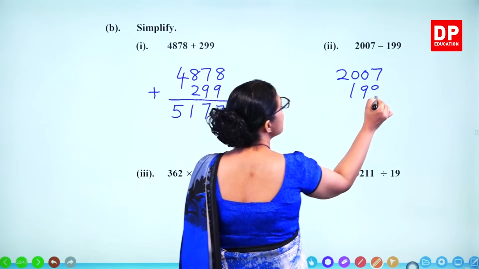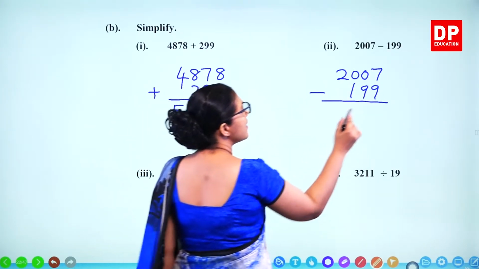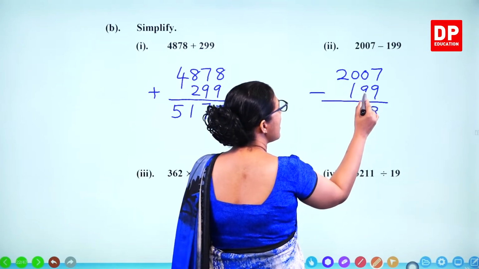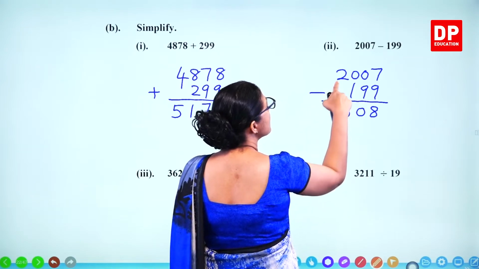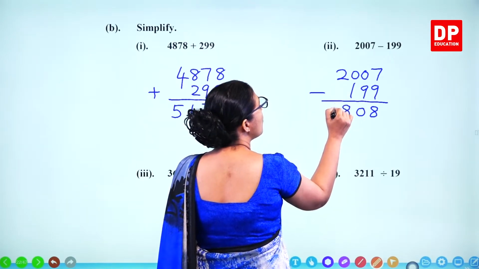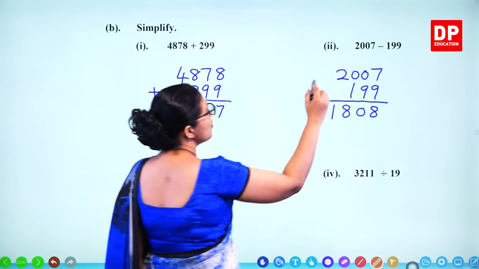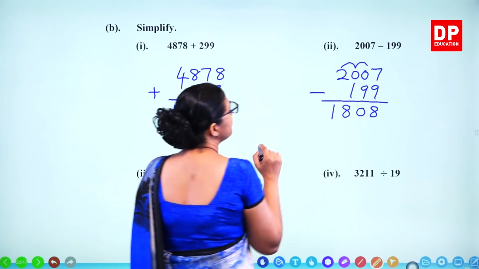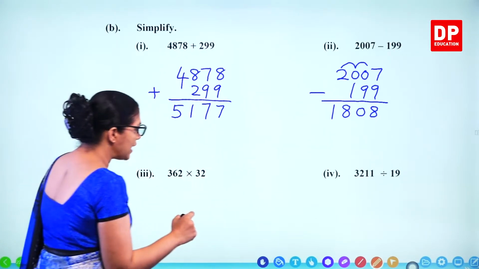Now subtract. 2007 minus 199. 17 minus 9, that's 8. This is 9. 9 minus 9, 0. So 9 minus 1, 8. So this is 1 now. 1 remaining because you took 1 to this side. So 1808.